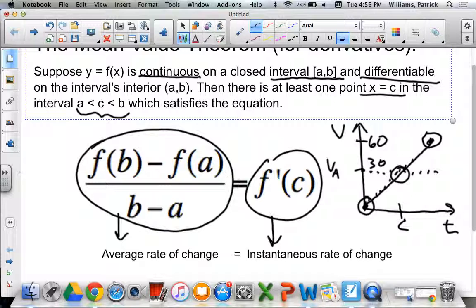So if we're going to accelerate from 0 to 60 miles per hour, there has to be some point in which our current velocity was 30 miles per hour. So that's all that the mean value theorem is pretty much stating. So let's look at how we solve this in a couple problems.